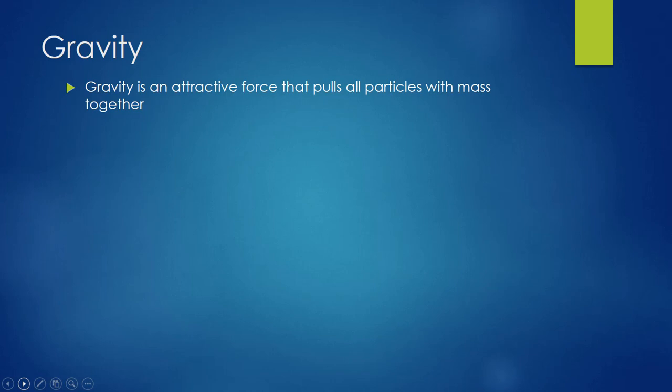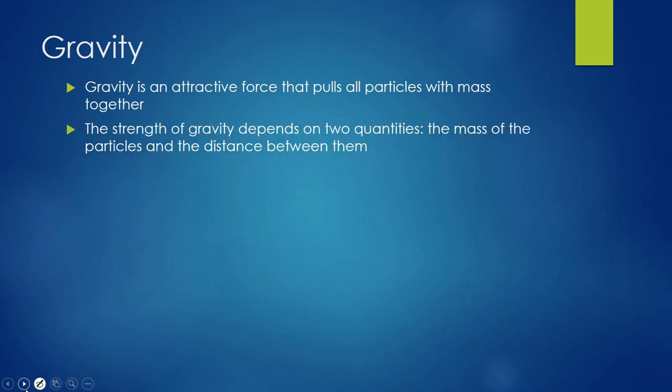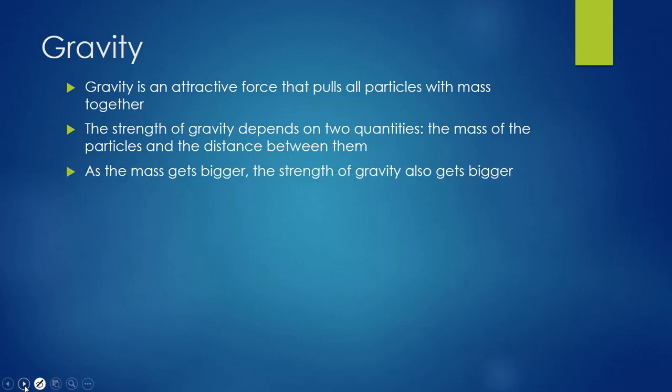You have mass, and gravity keeps you stuck to the surface of the Earth. You jump, you fall back down. But it's a little bit more complicated than that. Gravity's strength depends on two quantities. It depends on the masses of the objects that are attracting to each other, and it depends on the distance between them. The bigger the mass, the stronger the strength of attraction between the two objects.